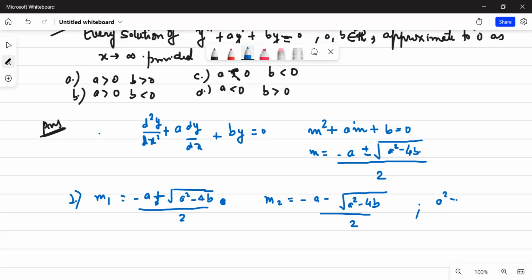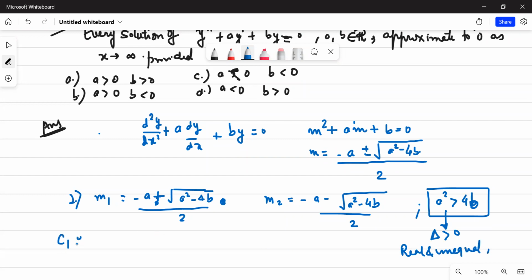Only when a square is greater than 4b. Only if a square is greater than 4b, only then these roots will be real and unequal. So if this is the condition, that is, the discriminant is greater than 0, only then you will have real and unequal roots. And if you have real and unequal roots, then the solution is given by C1 e to the power m1 x plus C2 e to the power m2 x. Okay, this is how the solution is given.